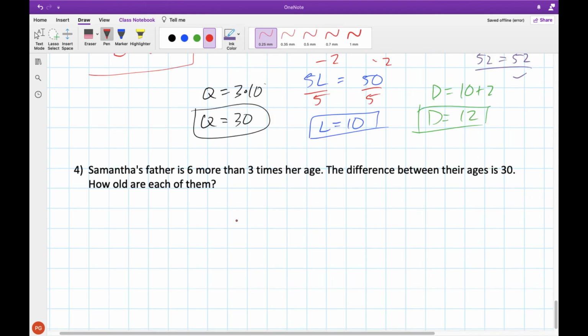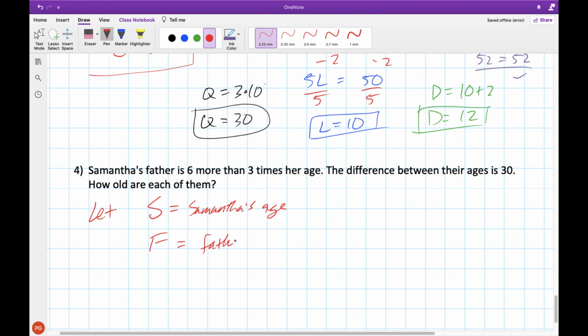Last one's pretty tricky here. Samantha's father is 6 more than 3 times her age. The difference between their ages is 30. How old are each of them? There's 2 ages here. So for our variables, let's let S be Samantha's age. And we don't know the name of her father, but we'll use F for the father's age. We're told that Samantha's father is 6 more than 3 times her age. So 3 times her age would be 3 times S, but 6 more than that is plus 6, so that would give us the father's age, 3S plus 6.